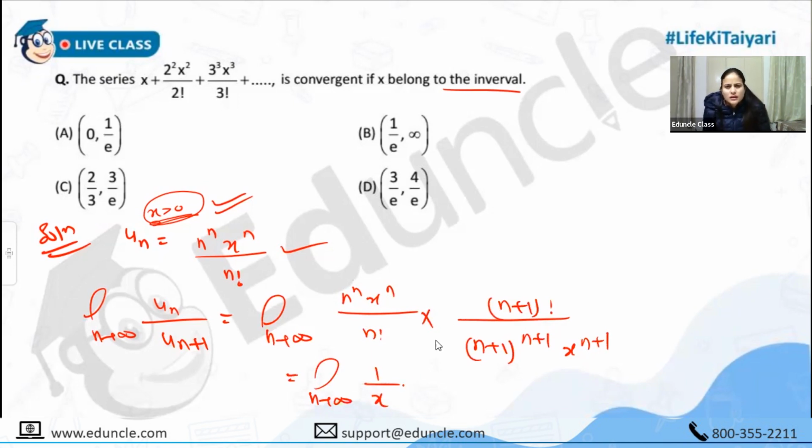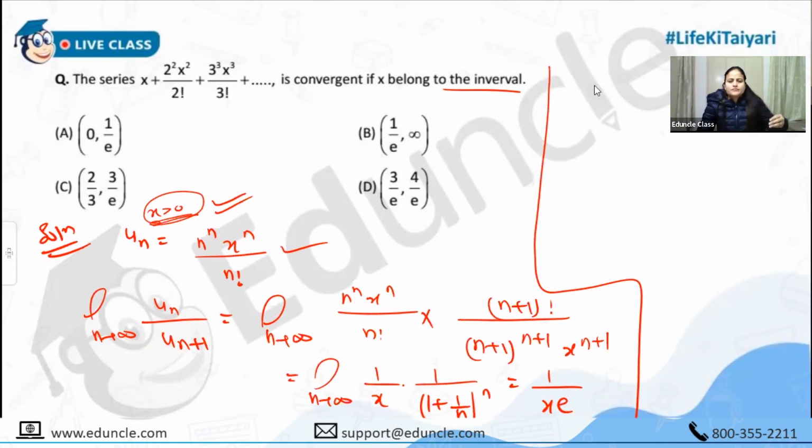n factorial to n factorial, 1 power to 1 power cancels out. So I'll just have 1 upon 1 plus 1 by n to the power n. Correct? n plus 1 factorial with n factorial cancels out, and n plus 1 with n plus 1 cancels out. If I take n outside, n raised to n cancels out. I will have just this. So 1 upon x is this. So in the ratio we get the limit as this.